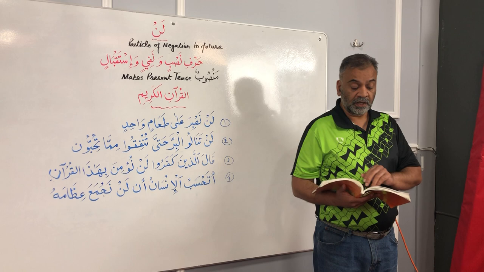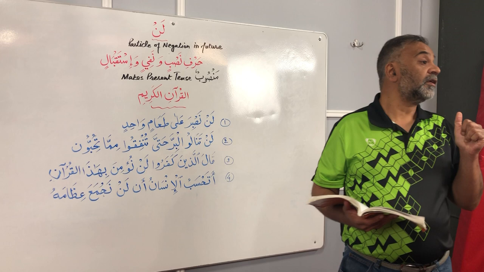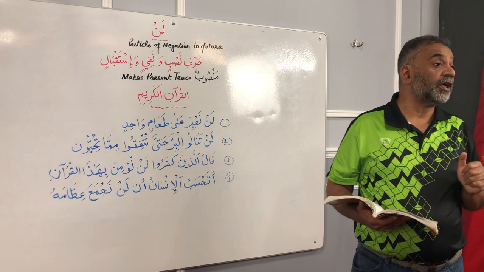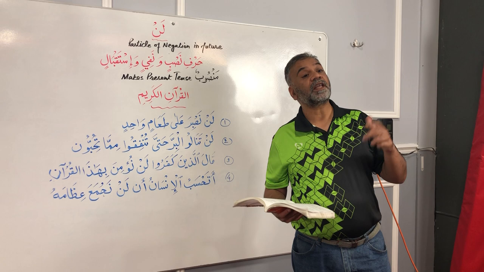Now, tashtariya, is this a transitive verb or a non-transitive verb? Mutaddi or ghair mutaddi? Mutaddi. So we need a maf'ul bihi here, an object. Where is the object here? Haza. And what is the grammatical value of al-kitaba? Badal. Substitute.